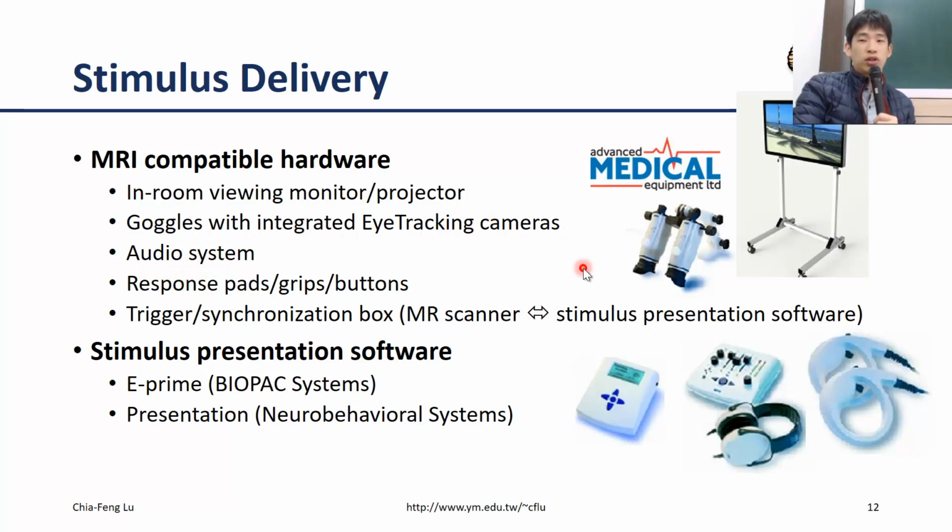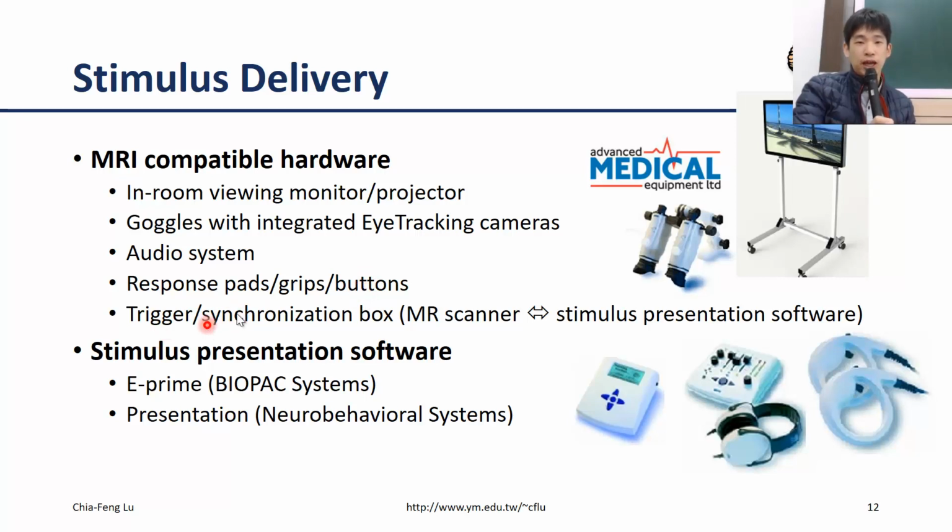And the third one is the audio system. Again, this kind of earphone is not a regular one. It's, again, MRI compatible. And in some cases, you need response pads, grips, or buttons. This one is the grips. And sometimes you may give a game pad or something that the subject can press a button to give a response. Like this is a right one or wrong one. Okay, this is the animated one or inanimated one. You need to allow the subject to respond, so you give them a pad with buttons on it, and they can press a button.